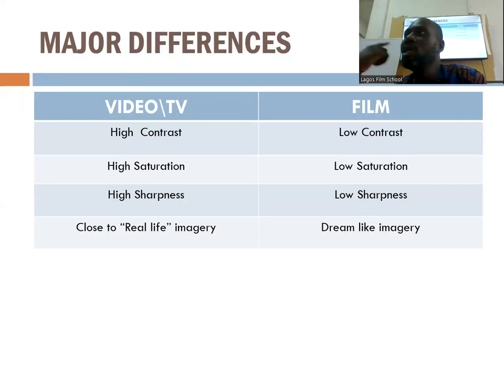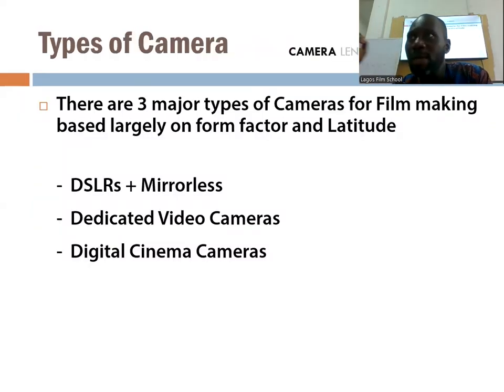Oh, before we go, major differences. Like I said, video has high sharpness, high contrast, high saturation, and looks very, very close to real life. Film, on the other hand, has low contrast, low saturation, low sharpness, and looks dreamlike. So then we come back to where we were, which is that there are three types of cameras: DSLRs, dedicated video cameras, and digital cinema cameras.